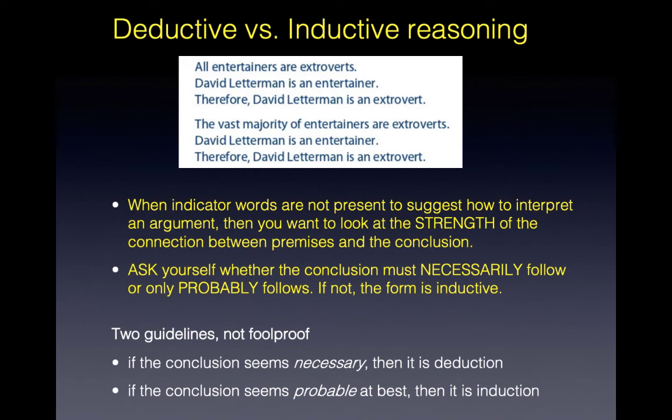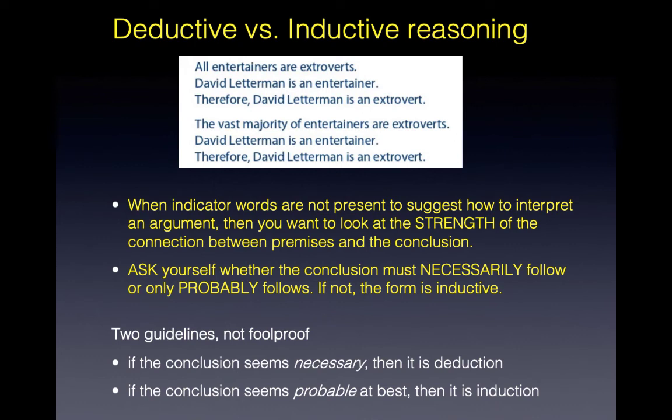Let me say something about it. What we have here are two arguments. Notice the two arguments have the same conclusion. However, each follows from different assumptions. And as it turns out, these arguments are different kinds of arguments. One is deductive, the other inductive.